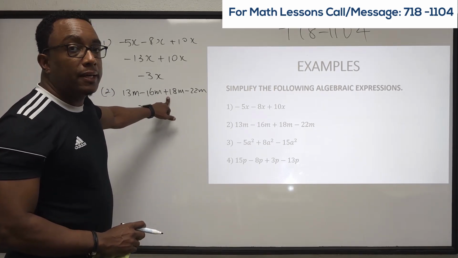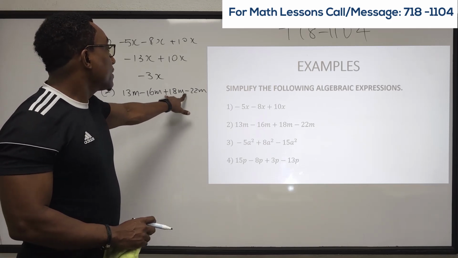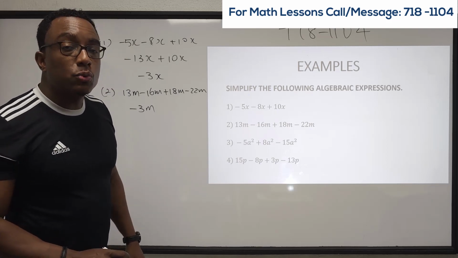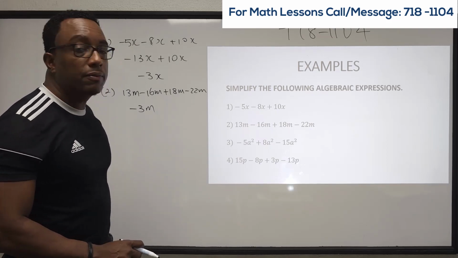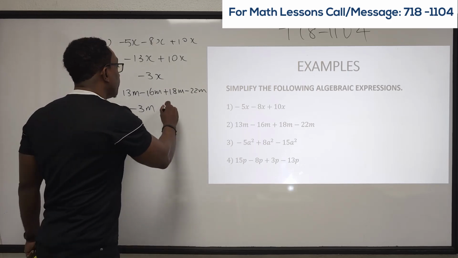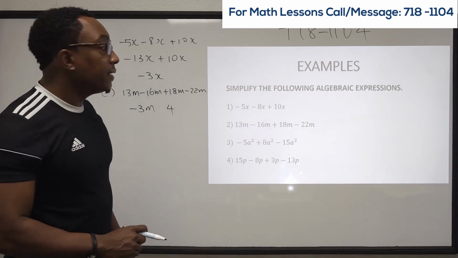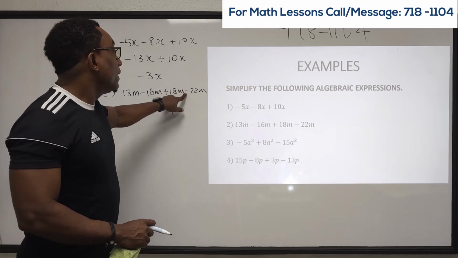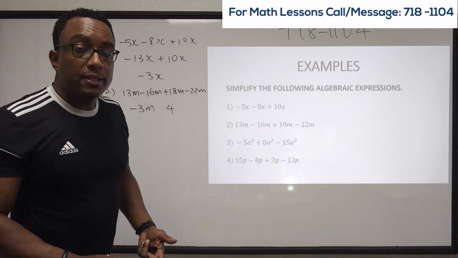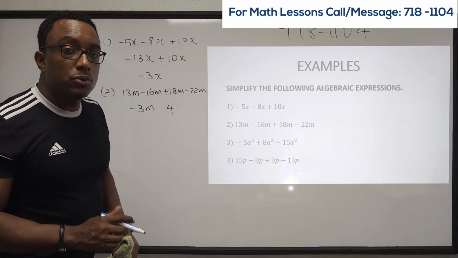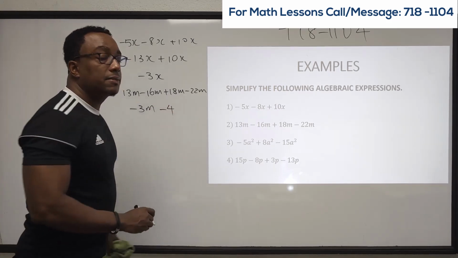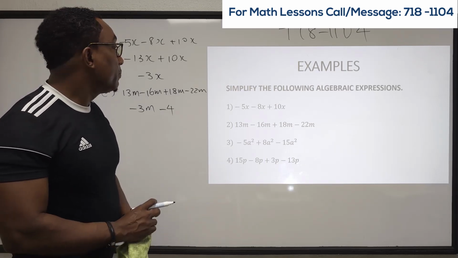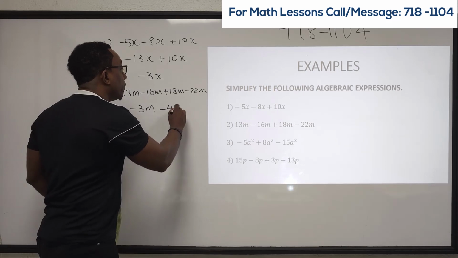Plus 18m minus 22m, again, the signs are different. So when the signs are different, what do we do? We subtract the 2 natural numbers. So 18 from 22 will give us 4. And the sign of the larger natural number is 22. The subtraction sign or negative sign controls that 22, so that negative sign will control your 4. So we have negative 4, and what we do is maintain our variable and power.